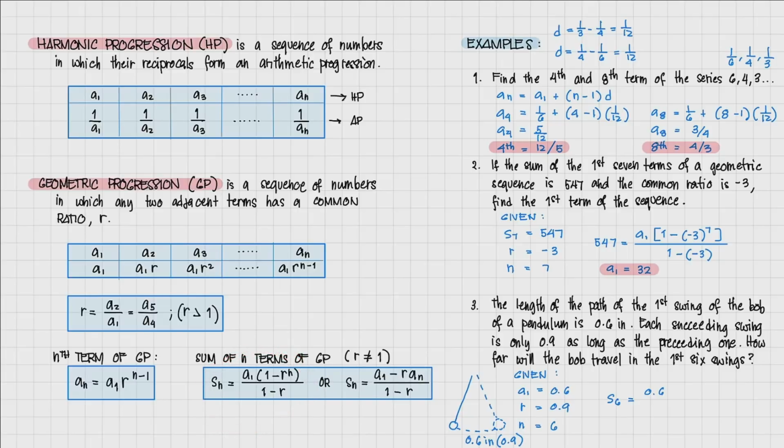So we have A1, which is 0.6, times 1 minus R, which is 0.9, raised to N, which is 6, all over 1 minus 0.9. Alright? So solving for the sum of the first 6 terms, it would be equal to 2.811 inch. Alright, so that's the final answer for example number 3.